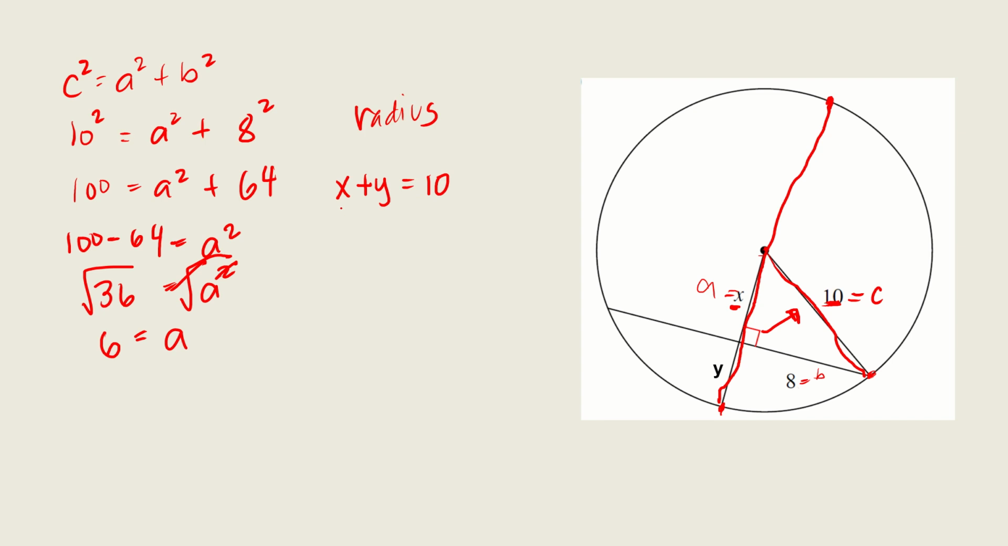Di ba may value na tayo ng X? Ano yung value natin ng X? Di ba 6? So, pwede nating sabihin na 6 plus Y is equal to 10. Para makuha si Y, lipat natin si 6 sa kabila. So, magiging Y is equal to 10 minus 6. So, Y is equal to 4 units. Okay pa? So, ganun lang po siya. So, again, it is important for you to identify kung ano-anong parts ng circle yung involved sa mga illustration. Okay po?